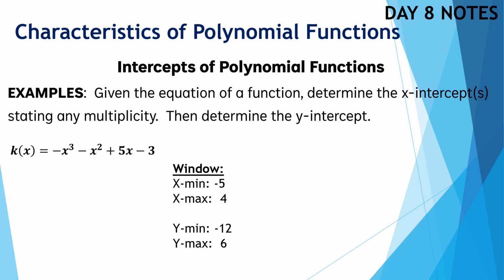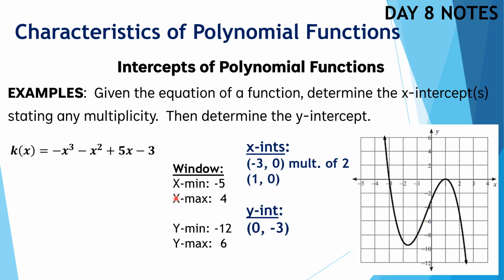So press the window button, change the x minimum to match what we have in our given graph at -5, our x max to be 4, the y minimum to be -12, and the y maximum to be 6. Okay, that will zoom in so that you will see this particular graph. We see that it crosses the x-axis at -3 and at +1.